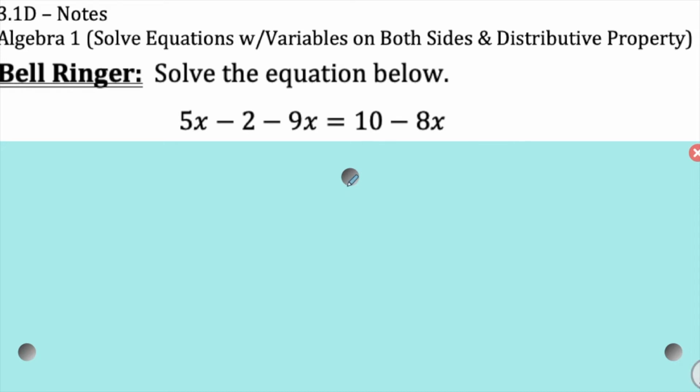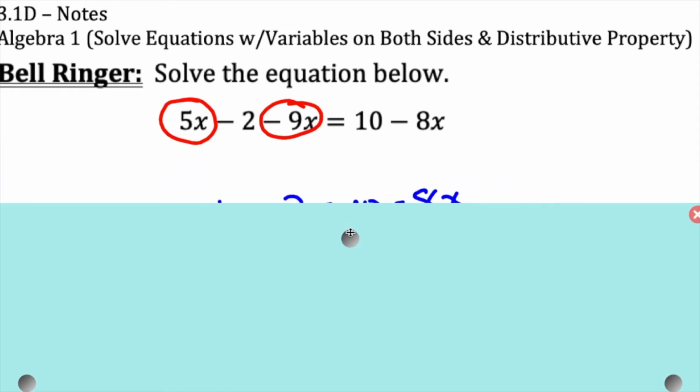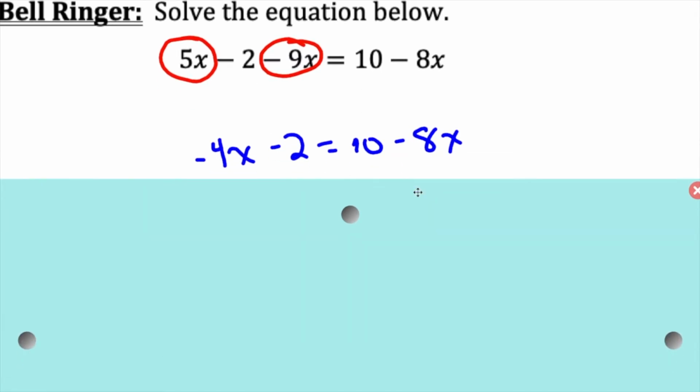So first thing that we will need to do is look for parentheses. That tells us that we have a distributive property. So we don't have that here. There's no parentheses, so we go right into combining like terms. On the left side here, you can see my like terms are 5x and negative 9x. So use your calculator, add the numbers out front. 5 minus 9 is a negative 4. And then the negative 2 will come down. 10 minus 8x will come down. There's nothing to combine there. So that's what your first step should look like. 5x minus 9x is negative 4x. Bring down the minus 2 equals 10 minus 8x.